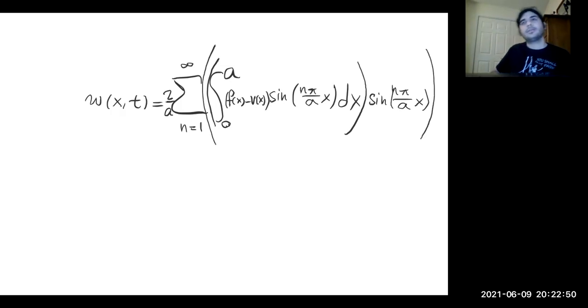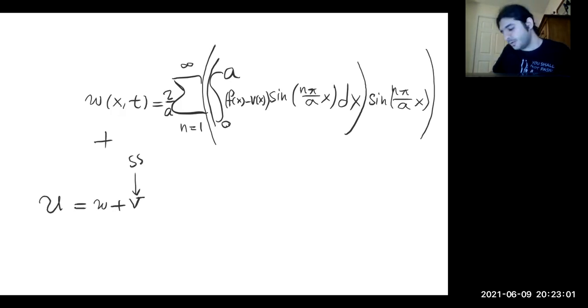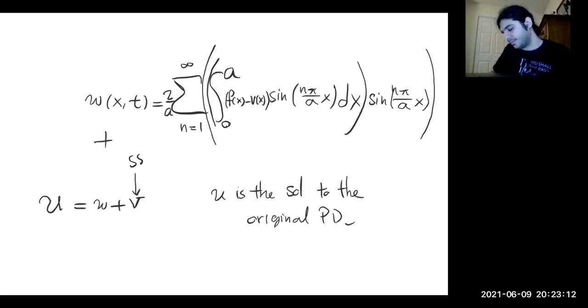This is W. And if we add to W the v, which was the steady state solution, their sum would be u, and u is the solution to the original PDE we started with. Okay, here I stop. You can ask any question you have, but here I stop the class.